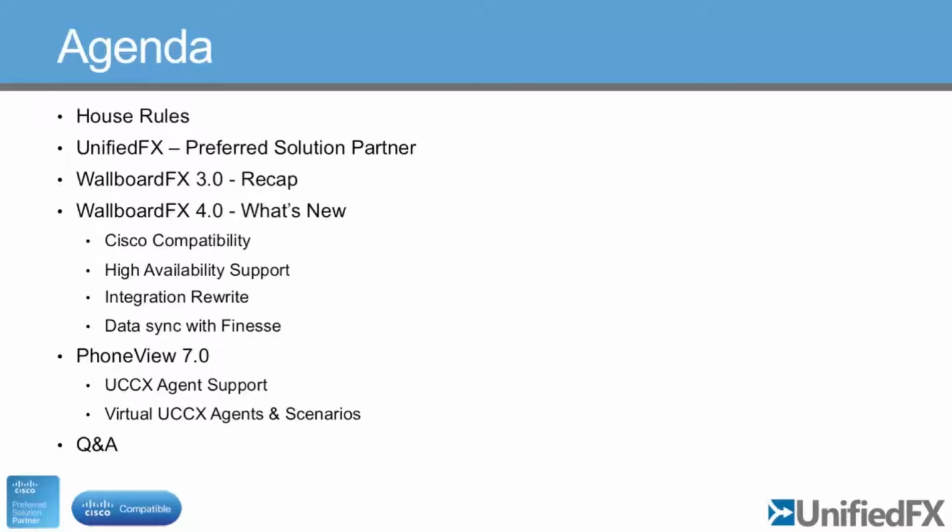The way we did it is we had to completely rewrite how we integrate with UCCX. That was no small feat, but we got some good benefits from it. And we also have an extra way to get a data feed by also syncing with Finesse, which we'll touch on. It just helps with overall performance and accuracy of the platform. Then, as I mentioned a minute ago, we'll go into PhoneView version 7 for a little bit, just to highlight a few features there. No demo, as I said. We'll just have some Q&A where relevant at the end.